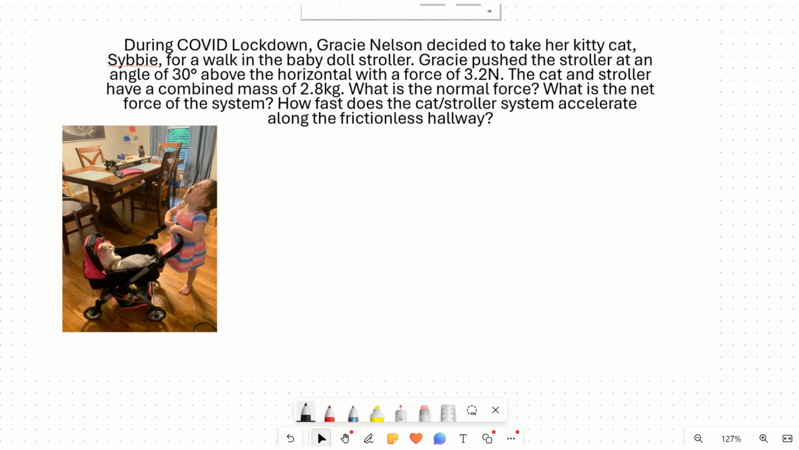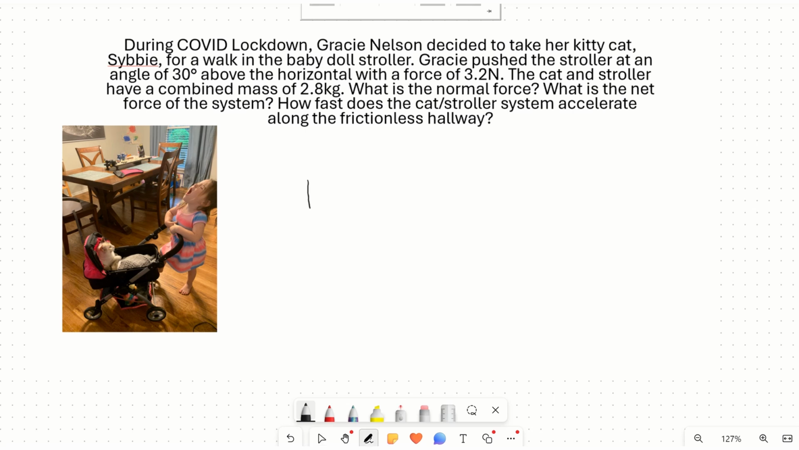What is the normal force? What is the net force of the system? How fast does the cat stroller system accelerate along the frictionless hallway? As you can see, we're solving for multiple things: the normal force, the net force, and the acceleration. The first step to solving all of these problems is to create a free body diagram. So let's go ahead and get started.